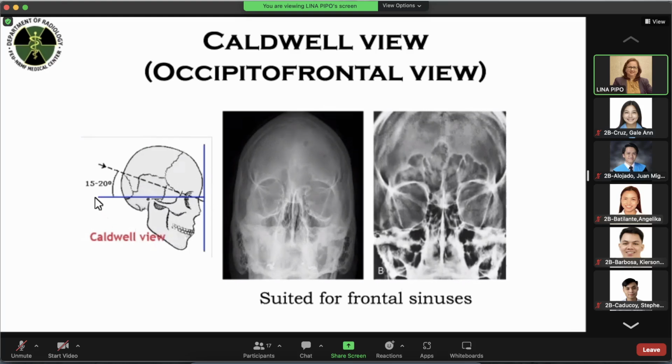The incident beam here is horizontal and centered half-inch below the level of the occipital protuberance here. So this is your frontal sinus view or your Caldwell view. In here, this is the area of the bucky, where your film is, and this is the area of the X-ray tube.